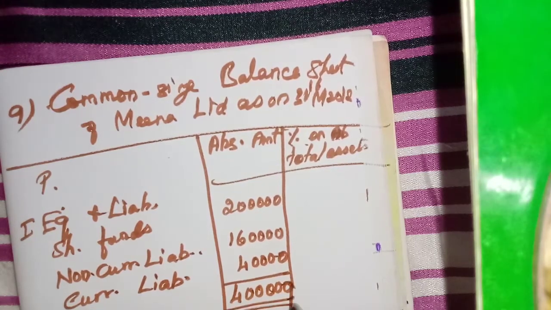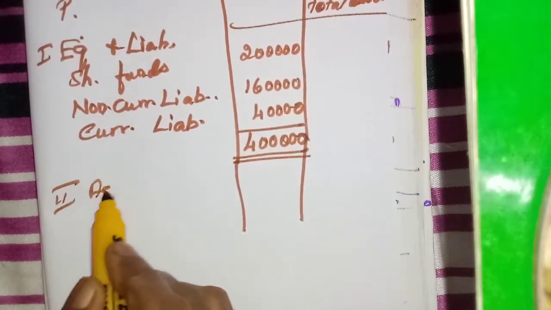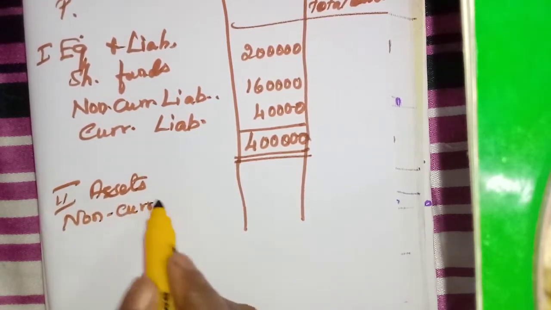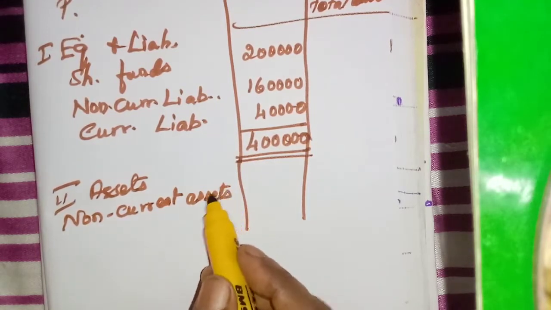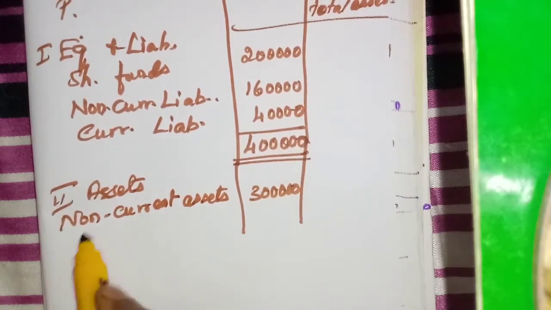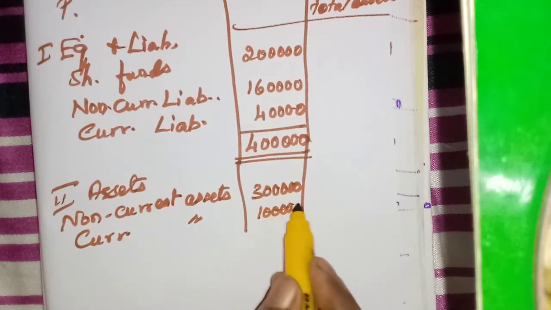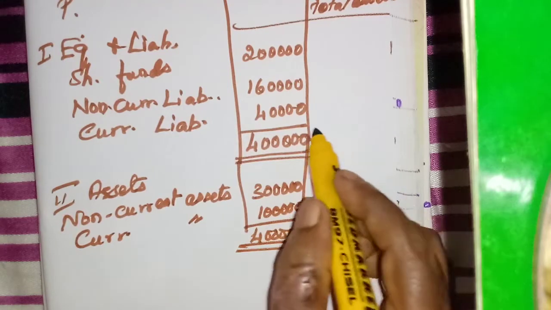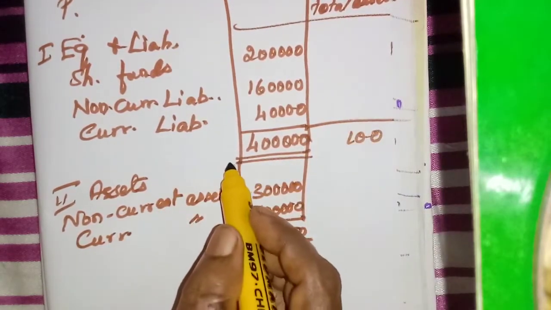Okay, draw double line. Then write number 2, assets, non-current assets. Here the total amount we will take as the base. Okay, here 3 lakh. Current assets 1 lakh. So total 4 lakh. So here what will be the base? The total. Here what we have to write is it total.